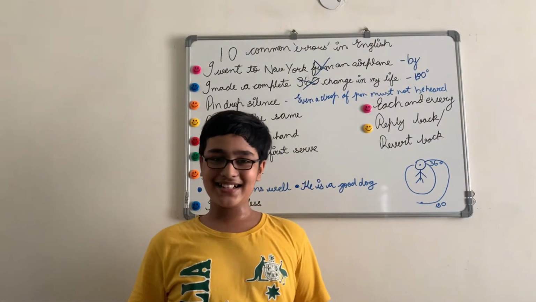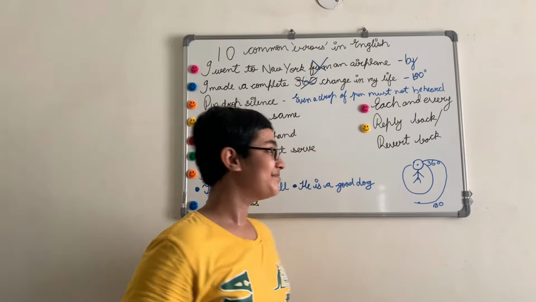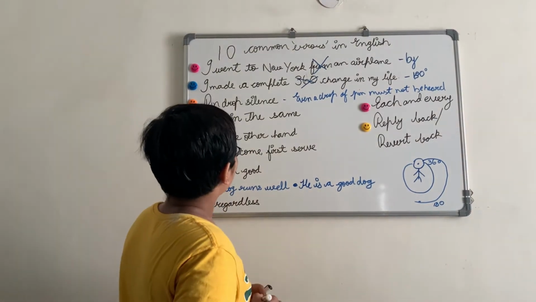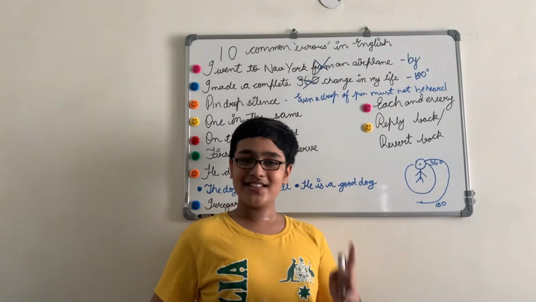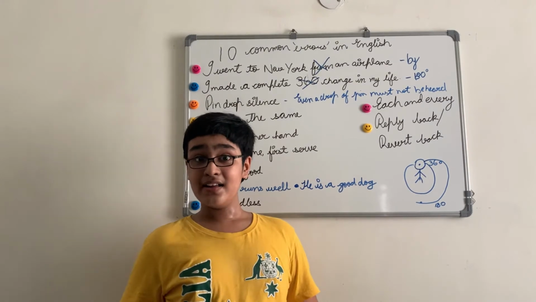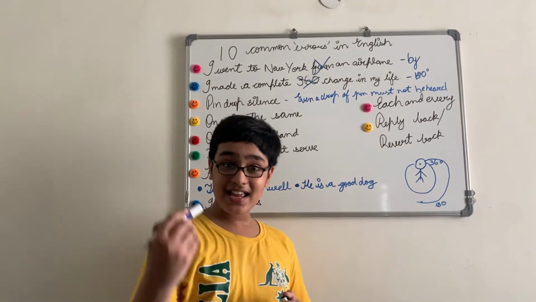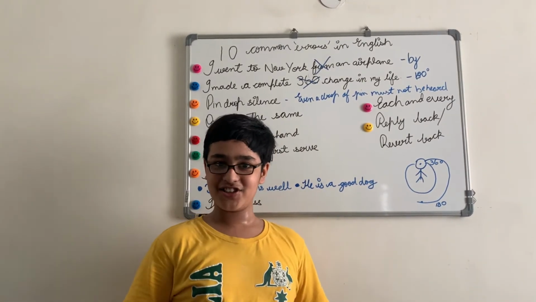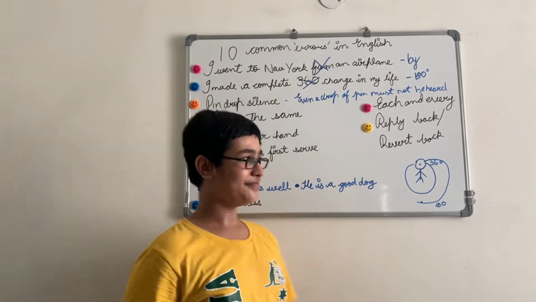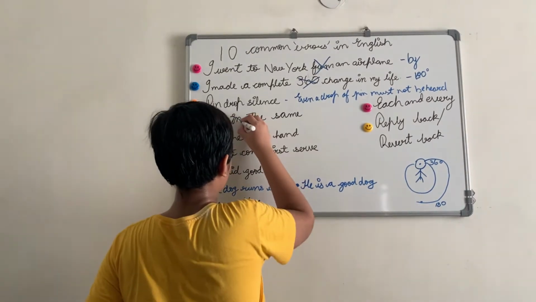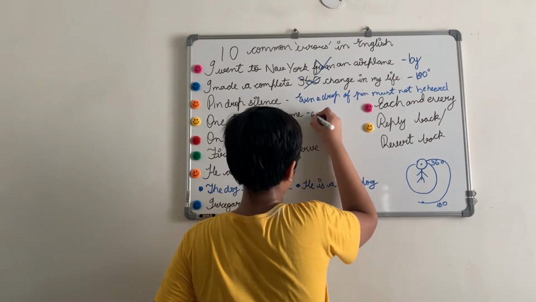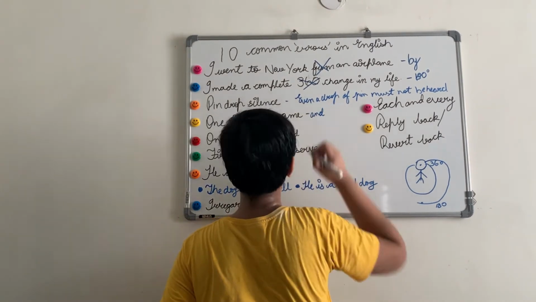So now let's have a look at the next one. One in the same. Okay, so this is also a grammatical error. Here is a preposition and it needs to be replaced by a conjunction. So can you spot it? Well, it is this. And instead of in, we will use and.